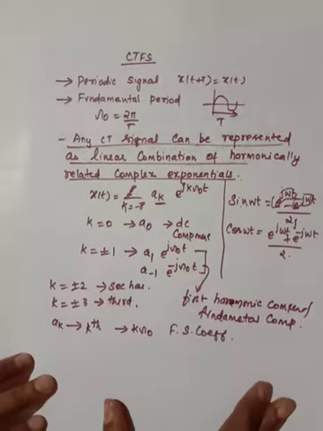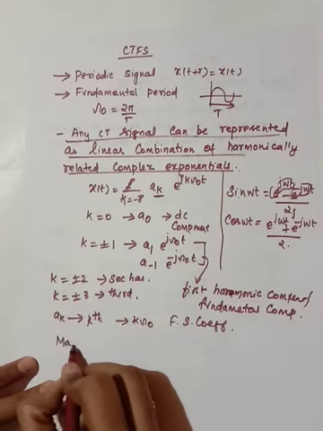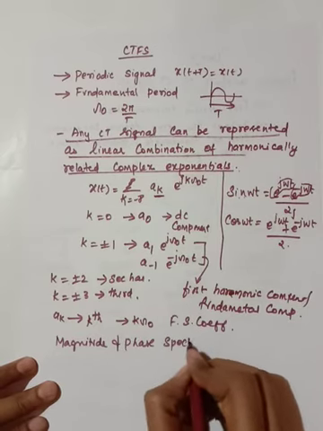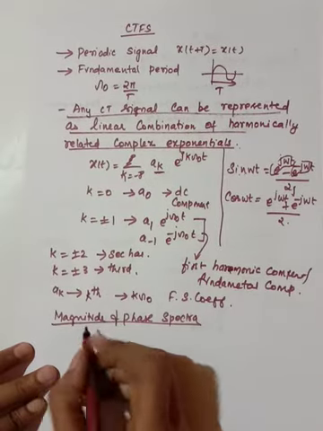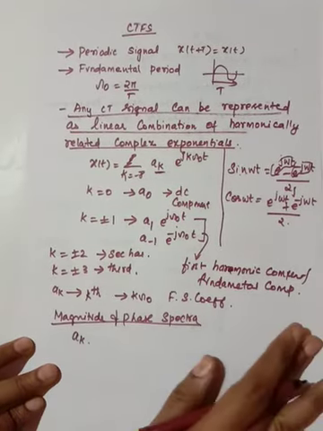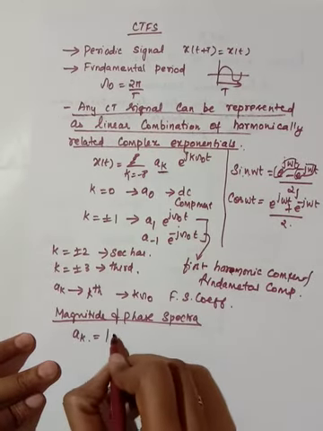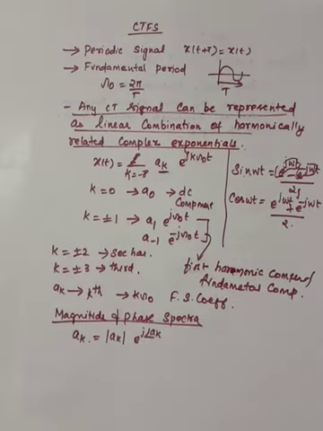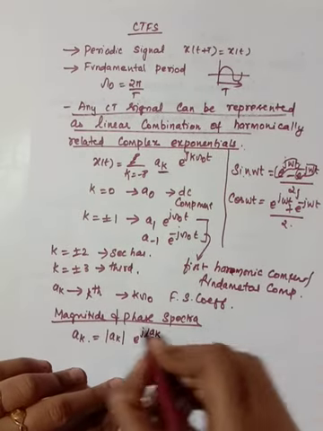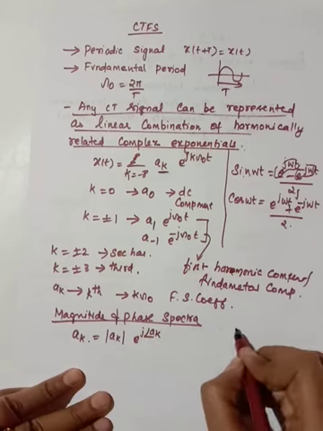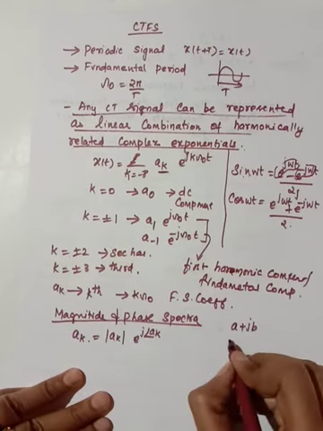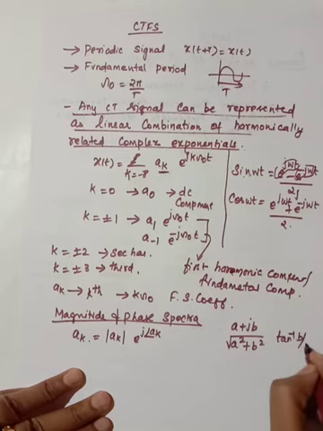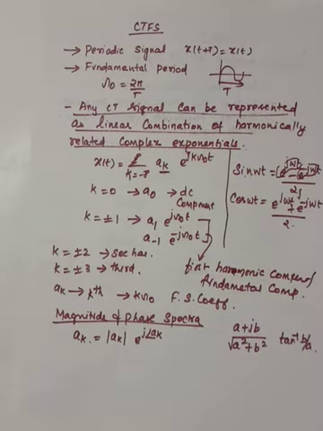Next we are going to find out the magnitude and the phase spectra. For any signal you can represent the magnitude and phase spectra. Consider the coefficient ak. This coefficient can be represented as magnitude and phase, e power j angle of ak. Here we are representing it in polar form. If you have a plus jb, how will you find the magnitude? You find the magnitude as square root of a square plus b square, and the angle as tan inverse of b by a. Like that you find the magnitude and phase.